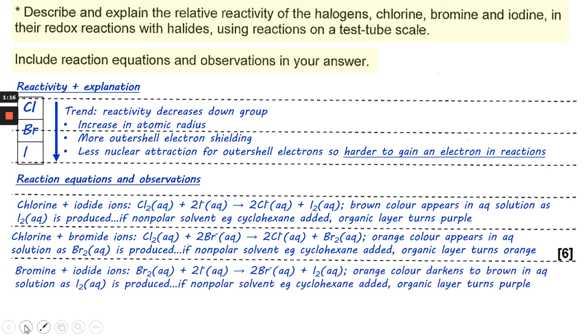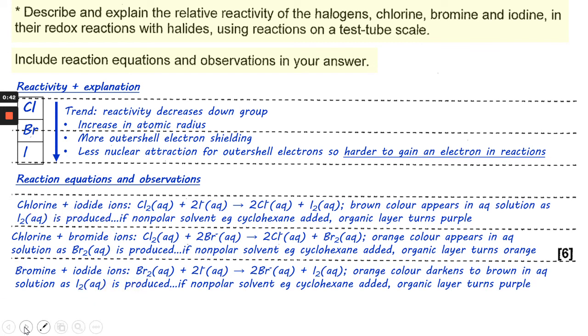If you add bromine to iodide ions, Br2 plus 2I-, giving you 2Br- plus I2, the orange colour darkens to brown in aqueous solution as more iodine is produced. If the non-polar solvent, e.g. cyclohexane, is added, the organic layer will turn purple. So this time iodine is being displaced again. So similar observations in the organic layer in the first and third reaction there. So you can see I've written the same thing twice, because what's happening is iodine being produced in two separate reactions there.